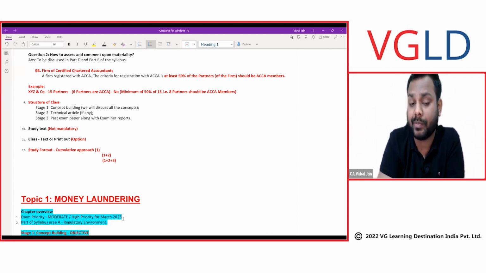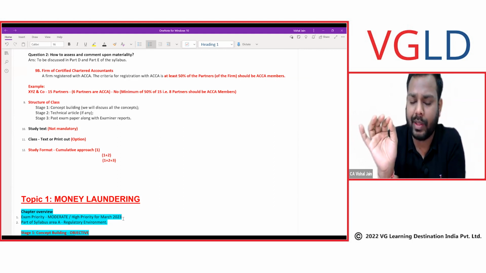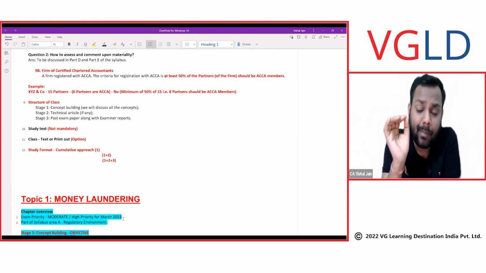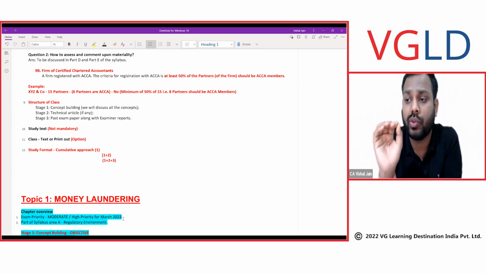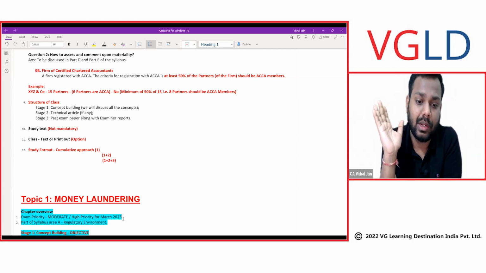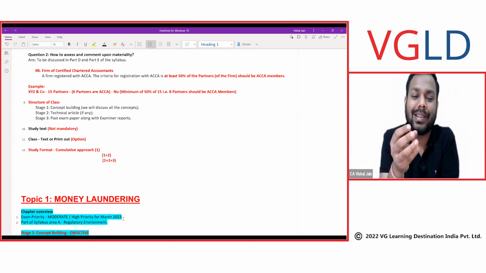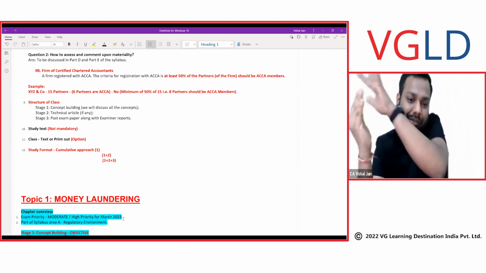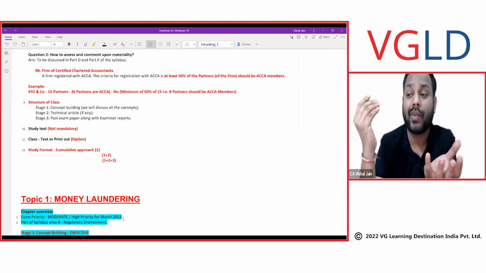Okay, it's my assumption. As compared to other chapters of the regulatory environment, there are around eight topics that you have to study, out of which I believe that money laundering is of very high importance for the March 2023 attempt. It doesn't mean that the other chapters are less important or irrelevant. I'm just saying that this chapter might be of high importance.